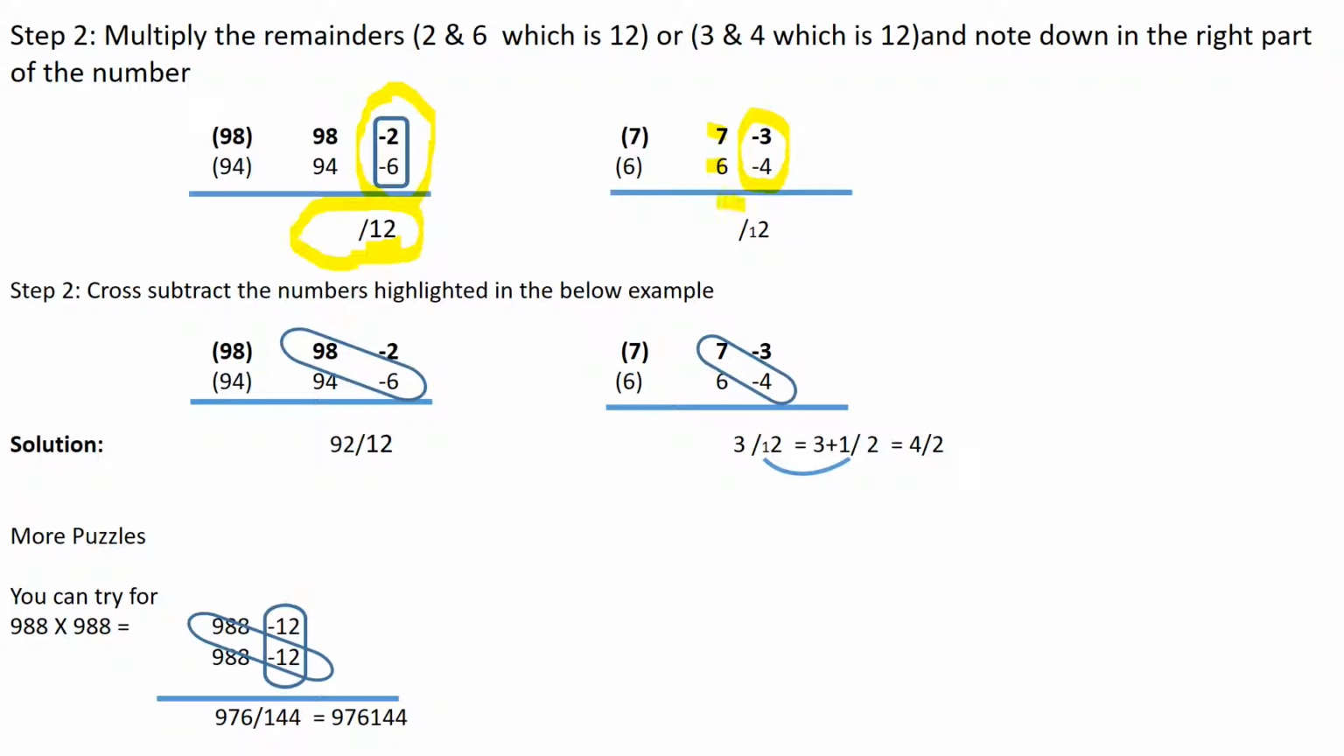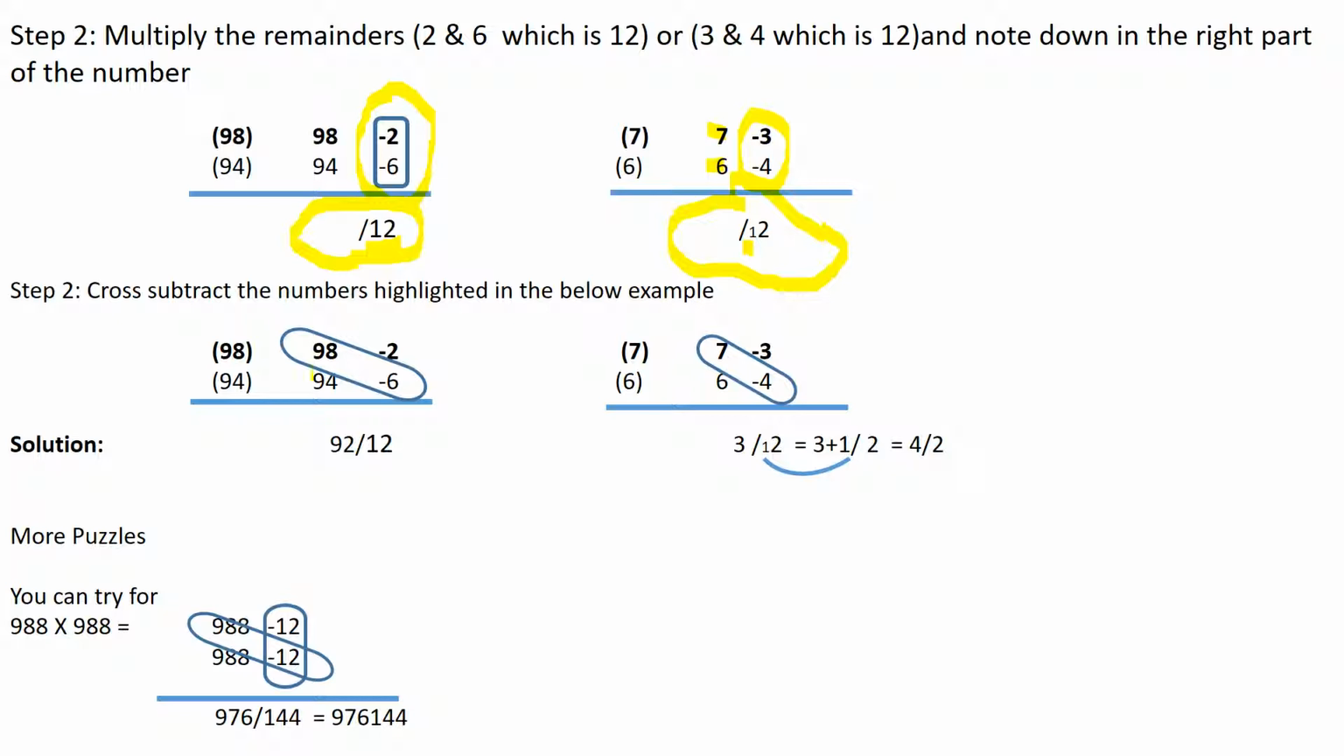Whereas if you take the example of 7 multiplied by 6, I multiply the remainders minus 3 and minus 4, which gives me 12. But for the base number 10, my solution should have only one digit in the right hand part, and we have got 12 here. So I have noted down 1 separately here. You can see that 1 separately. What we'll do with that 1, we'll see in step 3.